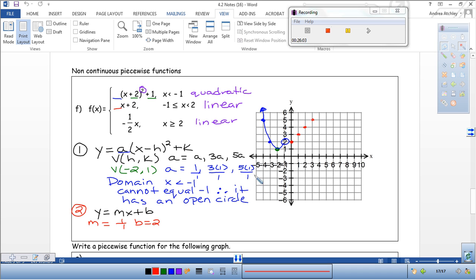I'm not going to draw the line yet because we need the domain. It is negative 1 is less than or equal to x is less than 2. So where should this line start? At negative 1. I need this line to extend to negative 1 for x, so it's just going to go here, because if I extend that line, that's where it's going to go, right? Can it equal negative 1? Yes, so it's a closed circle.